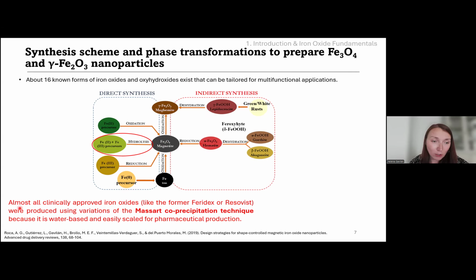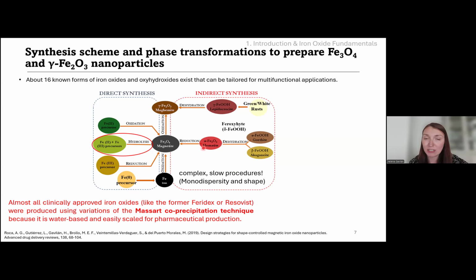But almost all clinically approved iron oxides, like the former Feridex or Resovist, were produced using this route: the Massart coprecipitation technique, in which these precursors are hydrolyzed and condensed in the presence of a base. This is because it is water-based and easily scaled for pharmaceutical production.